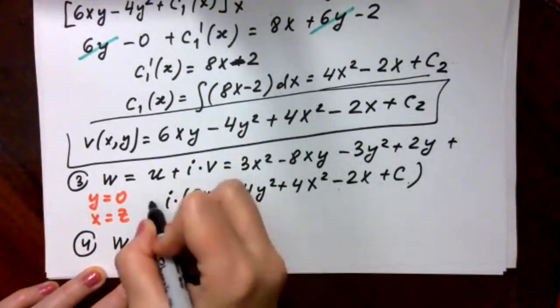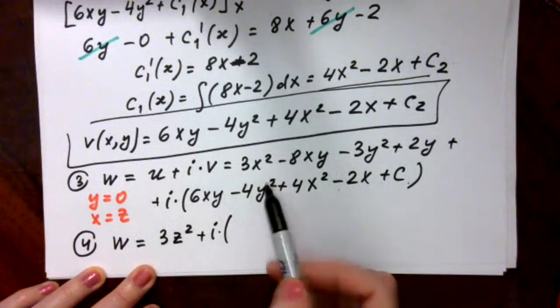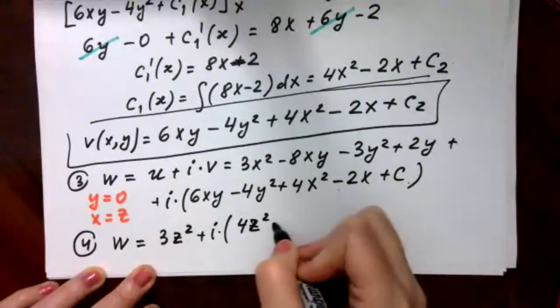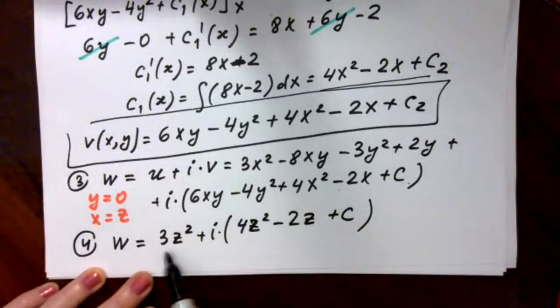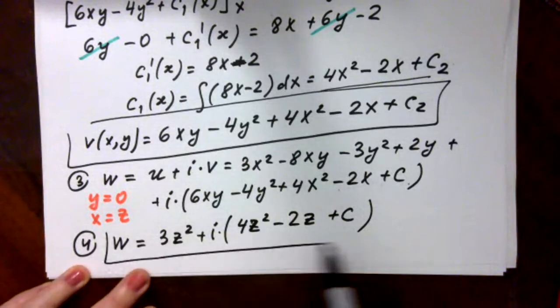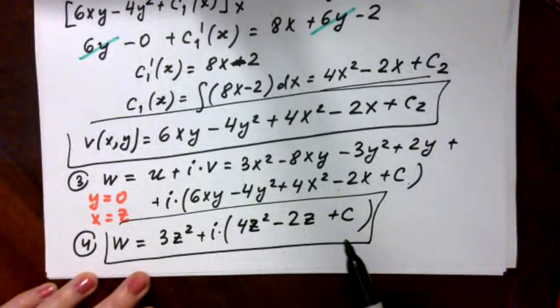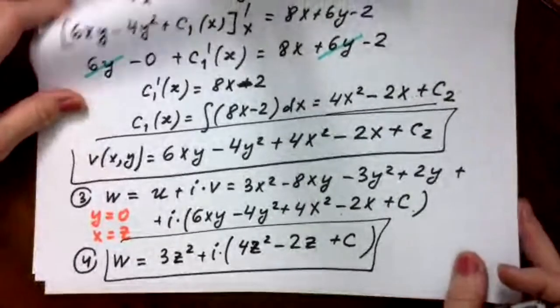This one, plus I, let me rewrite it, plus I. But inside the parentheses, this disappears. So we are left only with this one, z squared minus 2z and plus c. So that's it. You can leave this function in this form. You can maybe make this multiplication, but it's not necessary. It looks pretty nice. So this is our answer to this problem.